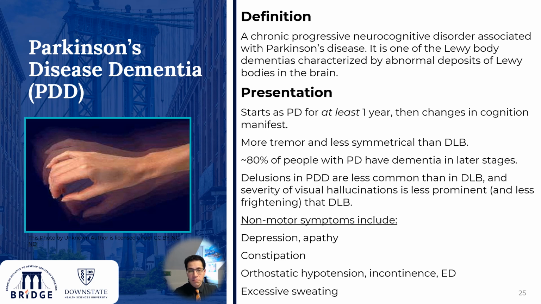80% of patients with Parkinson's disease have dementia in later stages. Delusions in Parkinson's disease dementia are less common compared to dementia with Lewy body, and the severity of the visual hallucinations is less prominent. Non-motor symptoms or premotor symptoms may include depression and apathy, constipation, orthostatic hypotension, incontinence and erectile dysfunction, and excessive sweating.